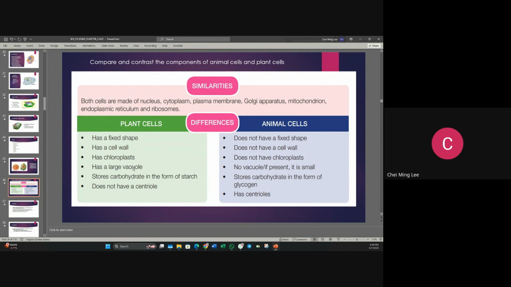Okay, and then it has a large vacuole, while animal cell normally has no vacuole. If it even has one, it is a small one, and temporary only. It's normally used as a temporary storage, then after some time it disappears. So the plant cell stores carbohydrate in the form of starch, while the animal cell stores it in the form of glycogen. Okay, and then the plant cell does not have centriole. The animal cell has it. The centriole is, remember, the one that tears it off. Okay, all right, note this down.